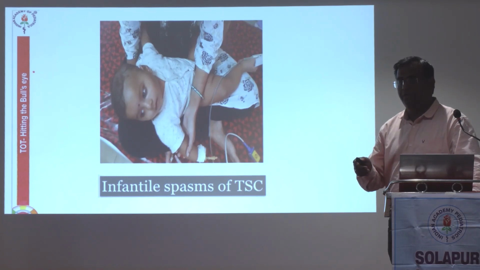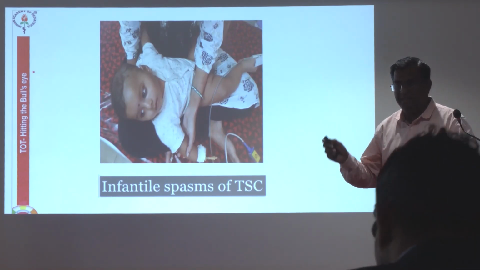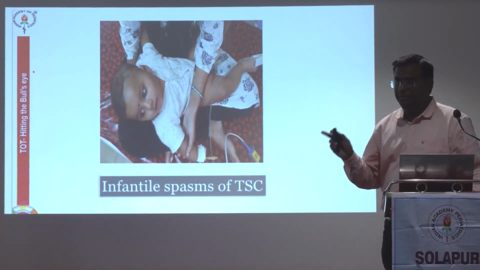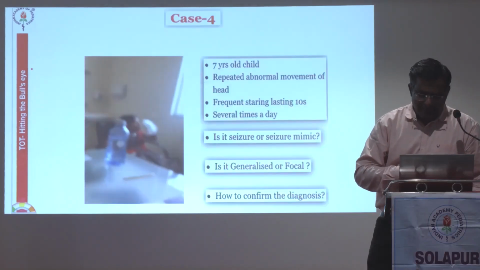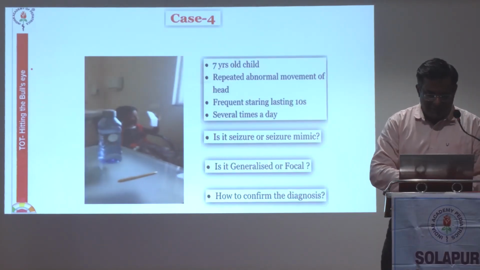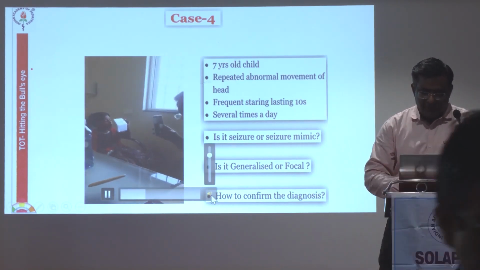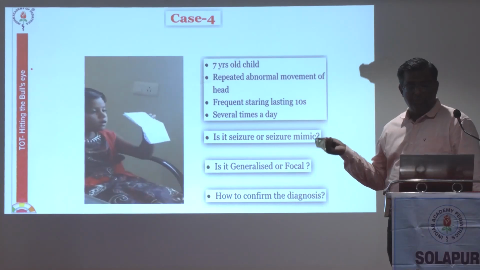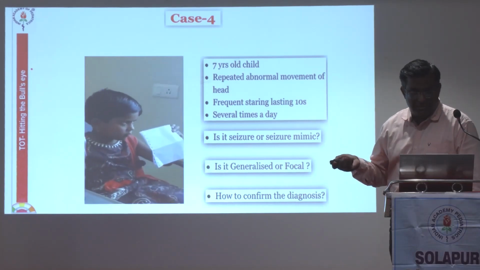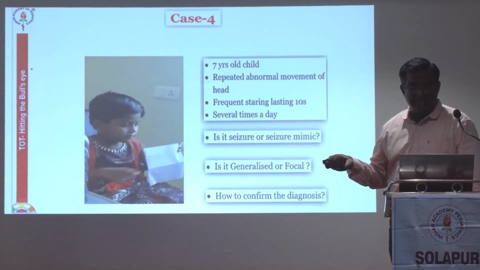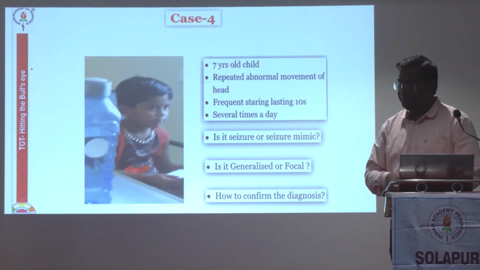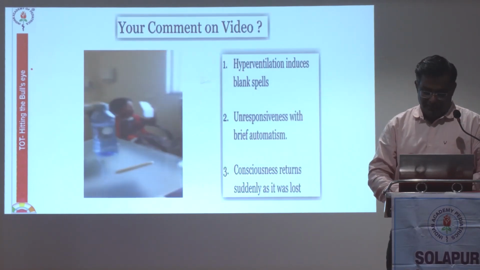Okay, so think of tuberous sclerosis complex. This condition also presents with epileptic spasms. Another case: a 7-year-old female child with a history of repeated abnormal movements and frequent staring looks that last for less than 10 seconds, occurring several times in a day. So how will you describe this video?